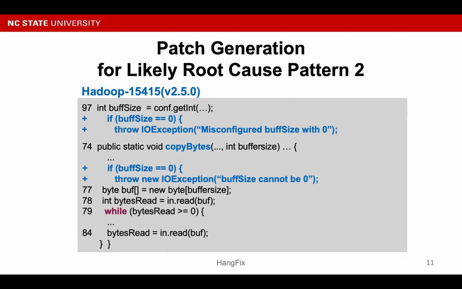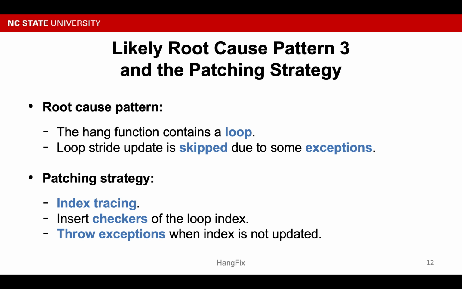Since the copy-byte function is a public function which can be accessed by any user-defined classes, we also insert a checker inside the copy-byte function. If the hang function contains a loop and the loop stride updating operation is skipped due to some exceptions, we say the hang bug is a pattern 3 bug. To patch the pattern 3 bug, we conduct index tracing to monitor loop execution. We insert checkers of the loop index and we throw exceptions when the loop index is not updated.